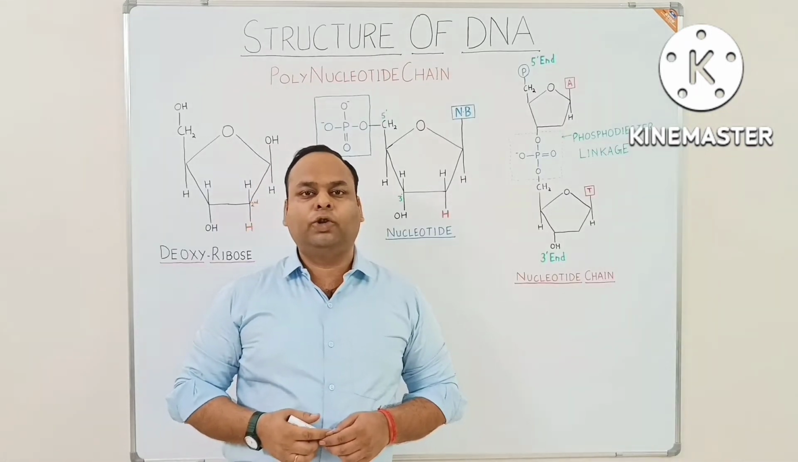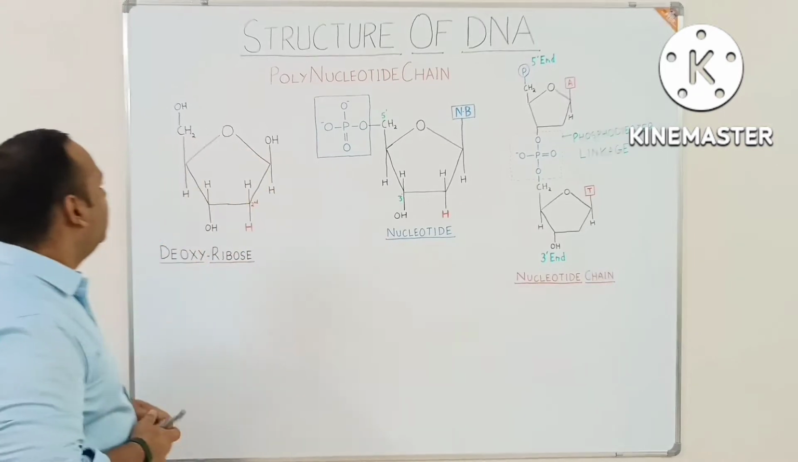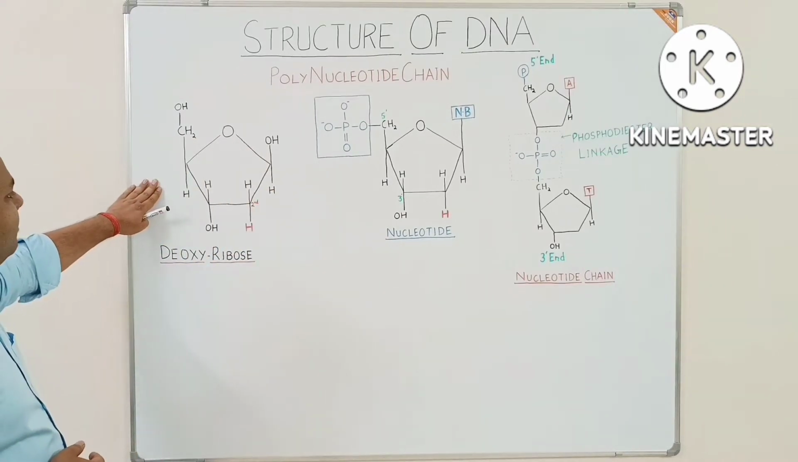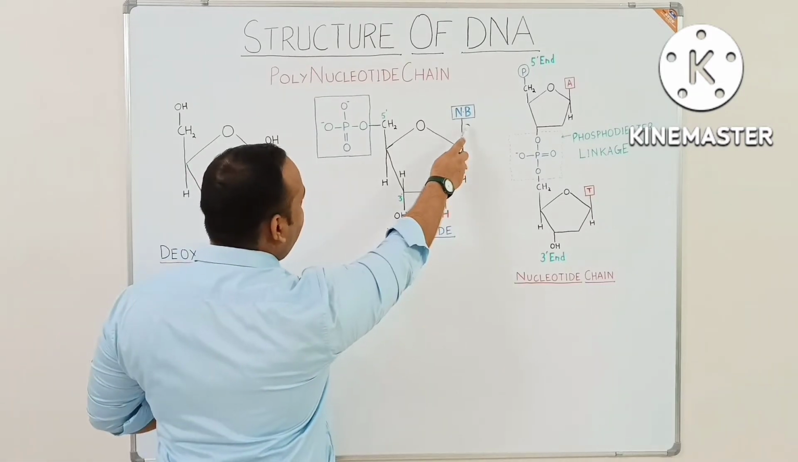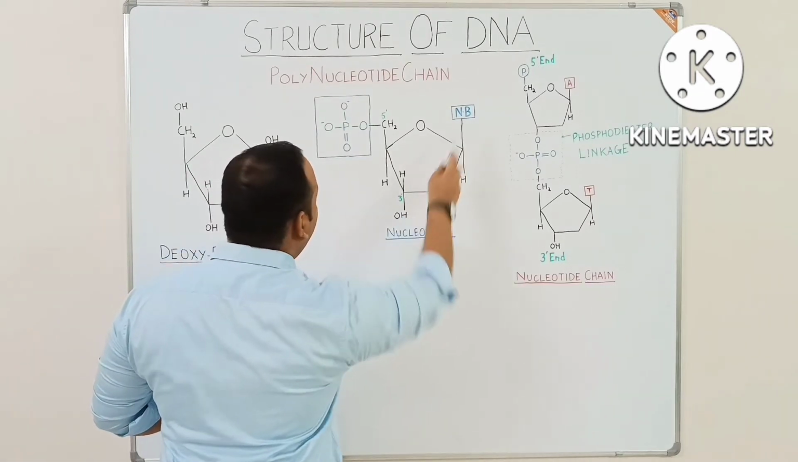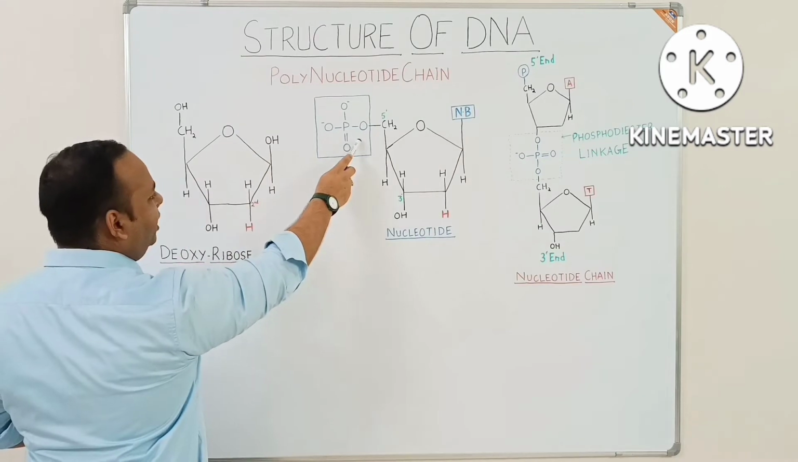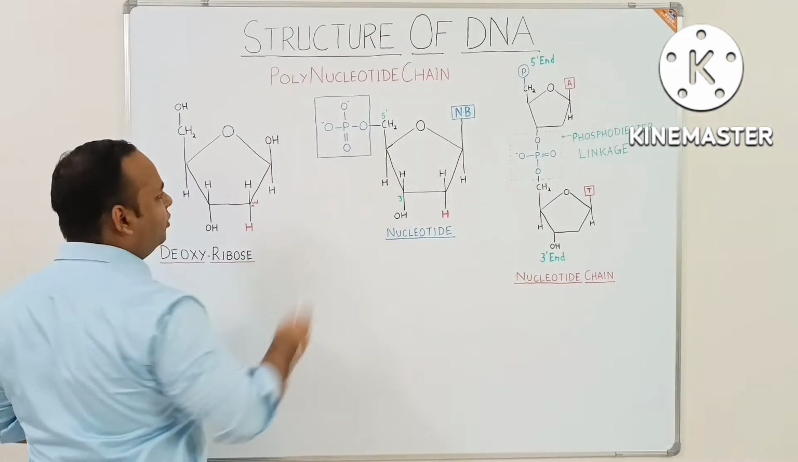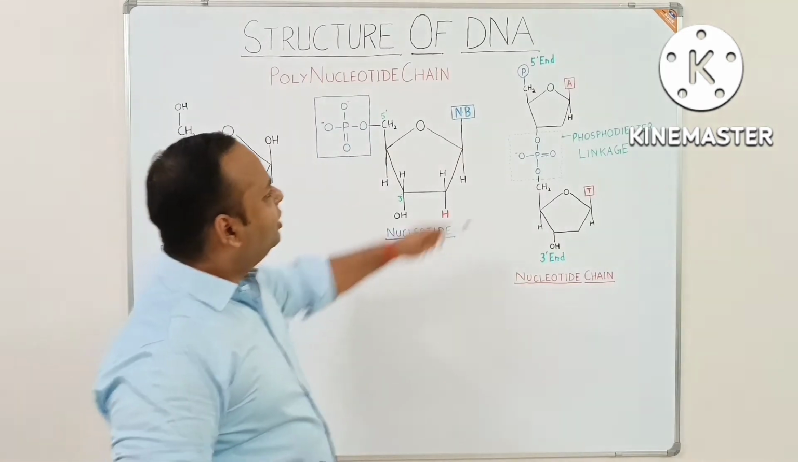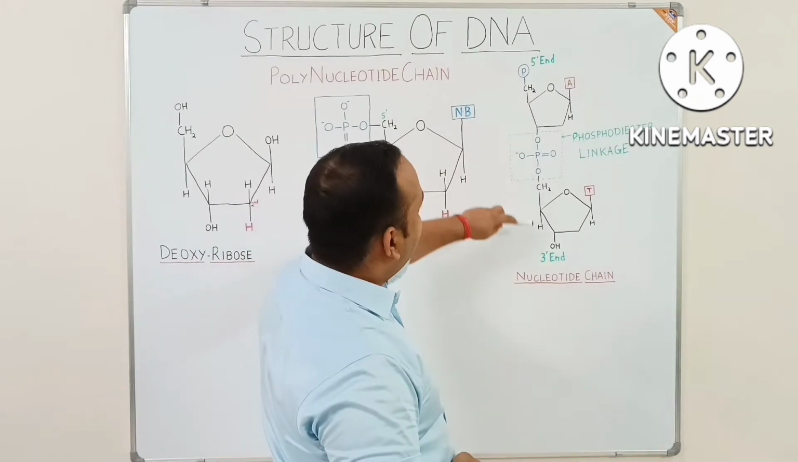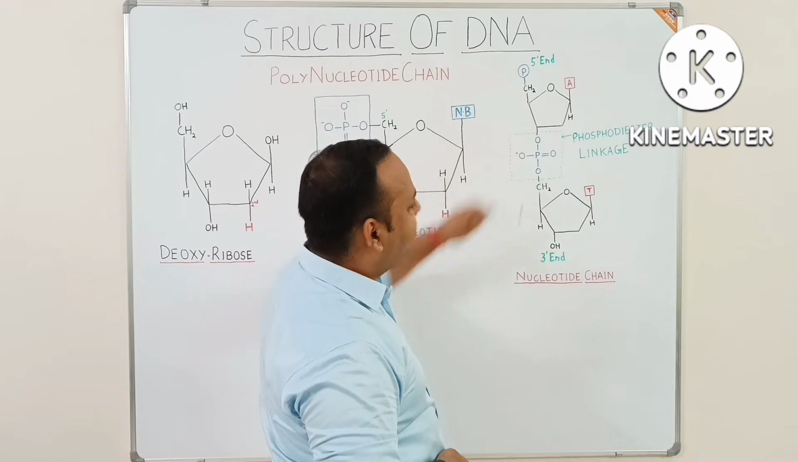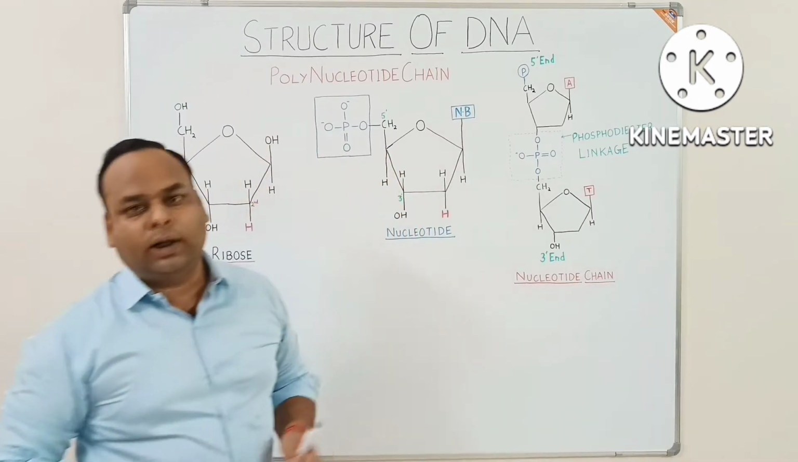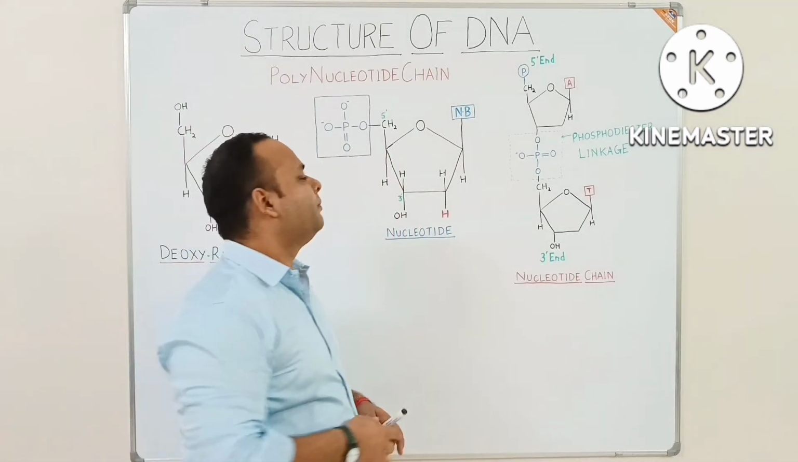Let's see how a polynucleotide chain is formed. Here we have the complete structure of a deoxyribose sugar. A nucleotide is formed by attachment of nitrogen base here, either a purine or a pyrimidine, and a phosphate group here at the 5th carbon of the pentose sugar. These nucleotide units are attached by formation of two ester bonds here and here, involving a phosphate group. Thus, it is also known as a phosphodiester linkage.